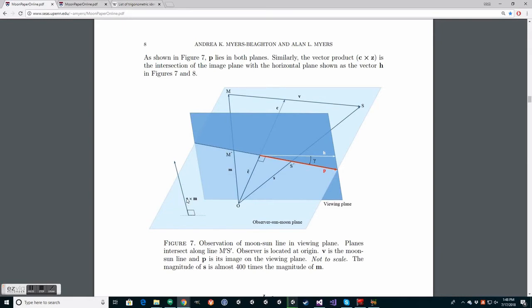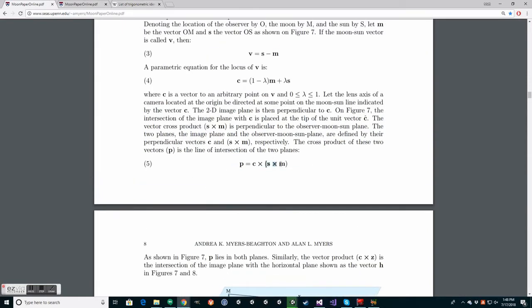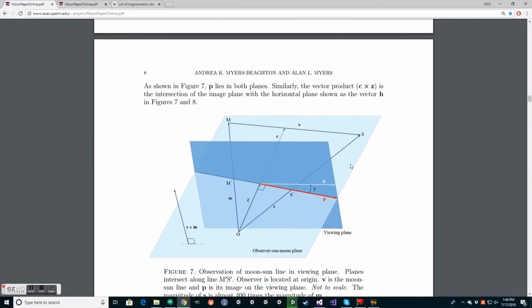Cross product, one of the interesting and perhaps most useful features of cross product is that a cross product gives you a new vector that is perpendicular to both of the input vectors. So if we cross S and M, we're going to get this vector that is perpendicular to the entire triangle made by OSM. So we'll do that, and that will be needed for this part right here. So that's the S cross M.